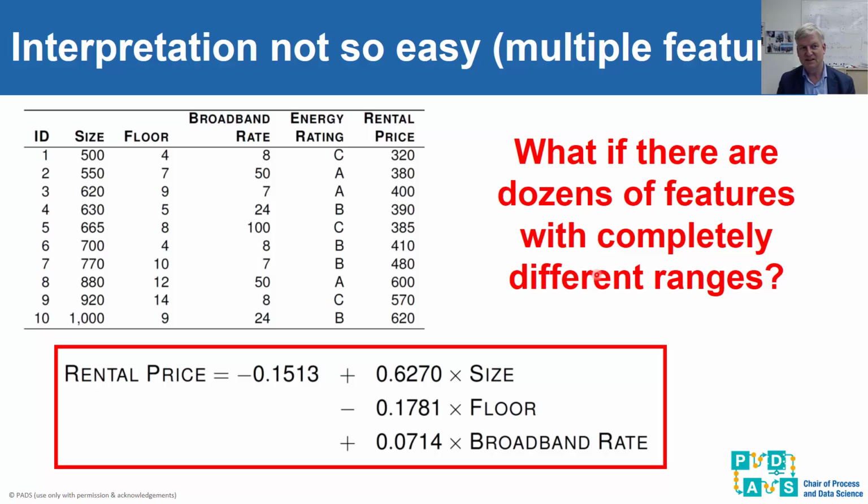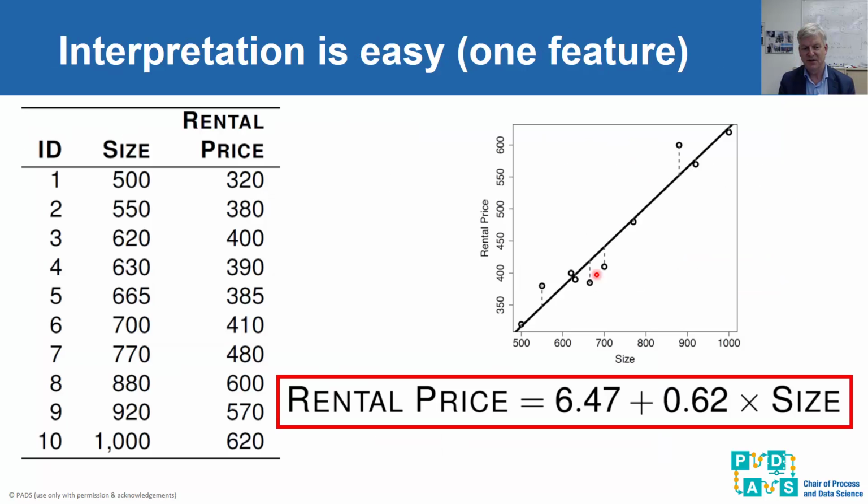So if there is one variable, one descriptive feature, then it's easy to interpret. And we also can interpret that the bigger this value, the 0.62, the bigger the effect of size. So if I would have a similar formula, and this weight would be 0.002 or something like that, we would know that the effect of size is very limited when it comes to the rental price.